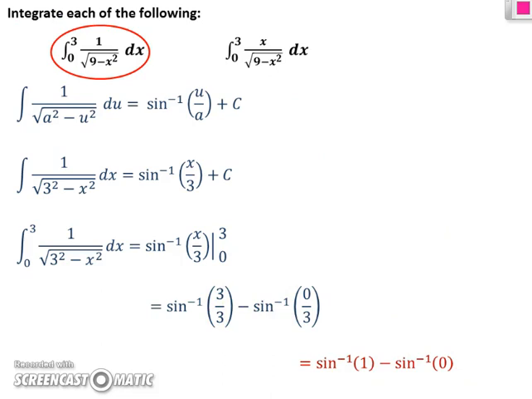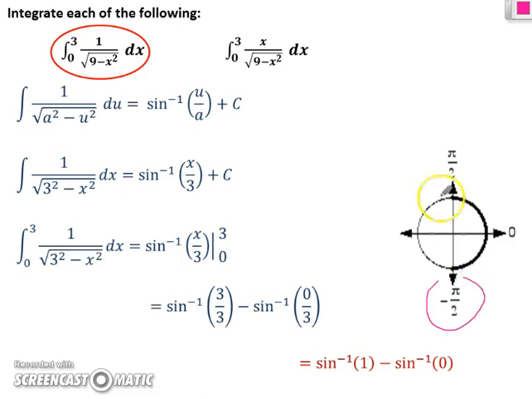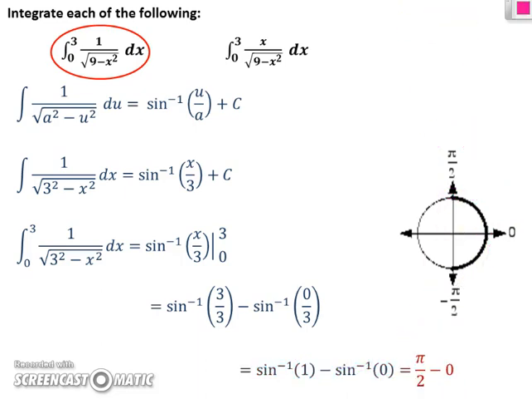If you remember what you're finding with inverse sine, the answer is the angle in which the sine is 1 and the sine is 0, but it has to be within the domain of negative pi over 2 to pi over 2. So the sine is 1 here because that's where the y coordinate on the unit circle is 1. So this is pi over 2 on this one. And the sine is 0 here because that's where the y coordinate is 0 on the unit circle. So we end up with pi over 2 minus 0, or just straight pi over 2 for the answer to this one.